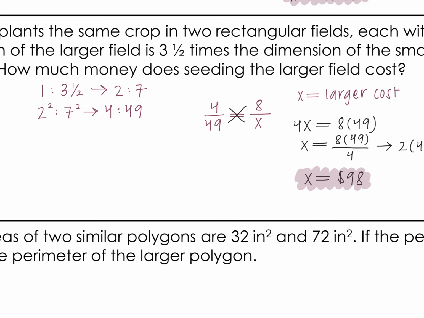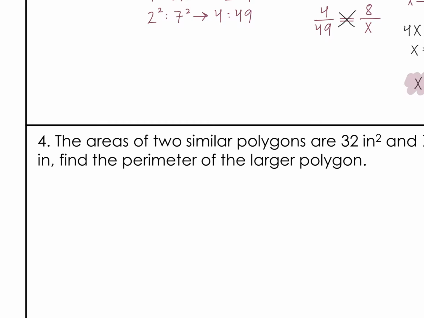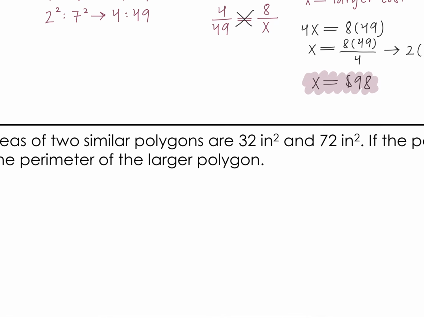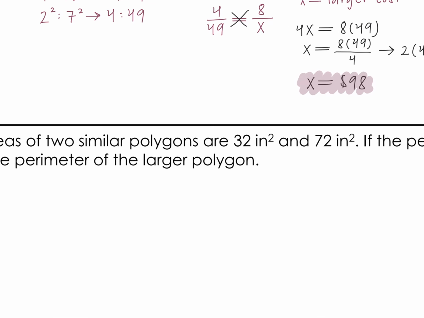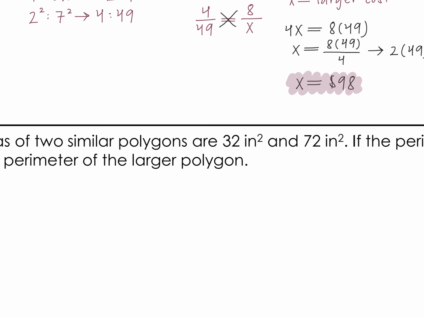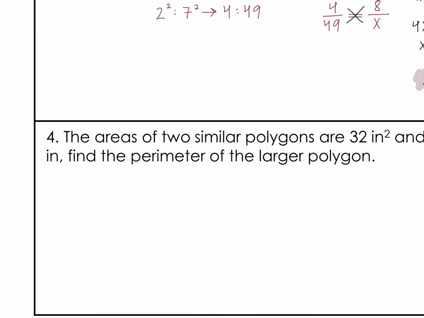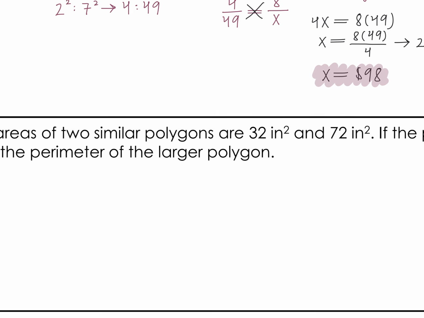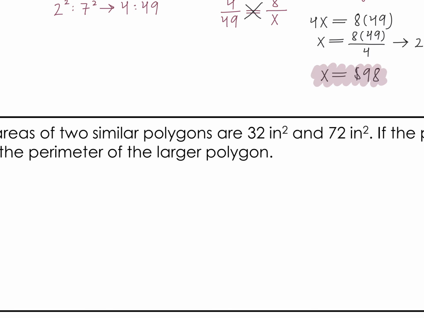All right, moving into our last problem for these notes, number 4. The areas of two similar polygons are 32 inches squared and 72 inches squared. If the perimeter of the smaller polygon is 15 inches, I want to find the perimeter of the larger polygon. So I need to set up a ratio, and looking at what I have, I am currently given areas. So noticing that my inches are squared, I'm dealing with the A squared to the B squared.